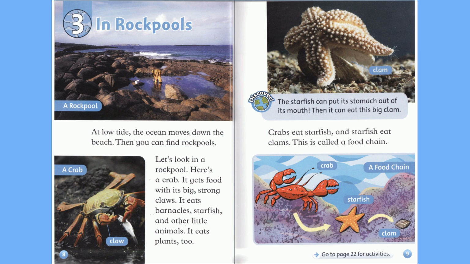The starfish can put its stomach out of its mouth. Then it can eat this big clam. Crabs eat starfish, and starfish eat clams. This is called a food chain.